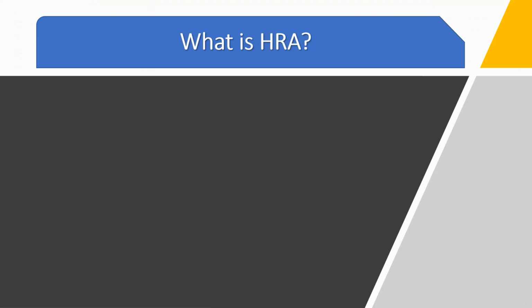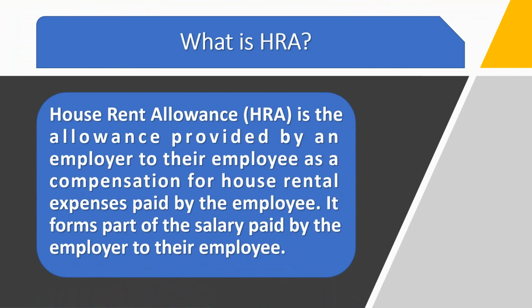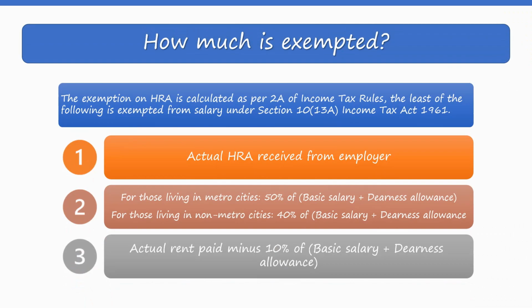So, let's understand what is HRA. It is a part of your salary provided by the employer for the expenses incurred towards rented accommodation. You can claim HRA exemption only if you are residing in a rented house. HRA exemption is covered under Section 10(13)(a), along with Rule 2A of the Income Tax Act.